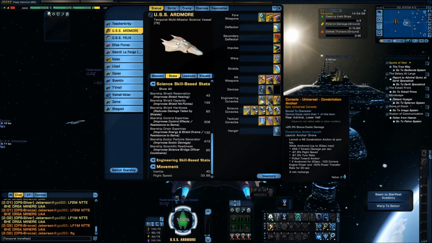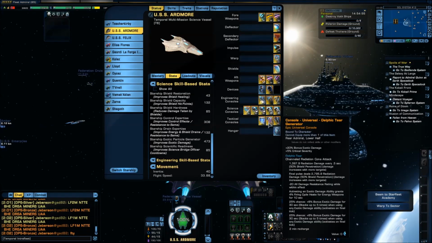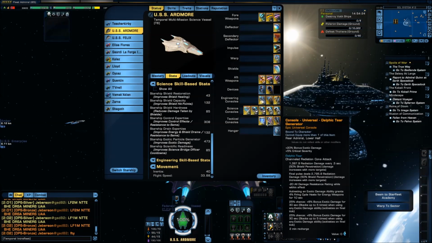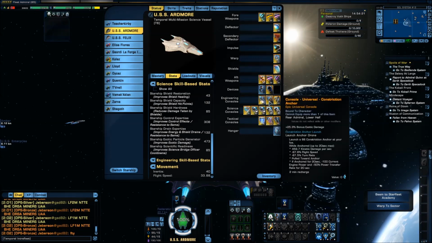Now, the Delphic Tear is a must-have on a science build, and the other one considered a must-have is a constriction anchor. Now, I'm going to be real. The clicky on this absolutely sucks. Your enemies are going to avoid it. It's not going to get much done. However, it has plus 25.3% bonus exotic damage. If you look back at the Delphic Tear, that only has 20% bonus exotic damage, and that was huge. This is even bigger, which is why we can ignore the fact that the clicky sucks and just use it for the bonus exotic damage. Okay?